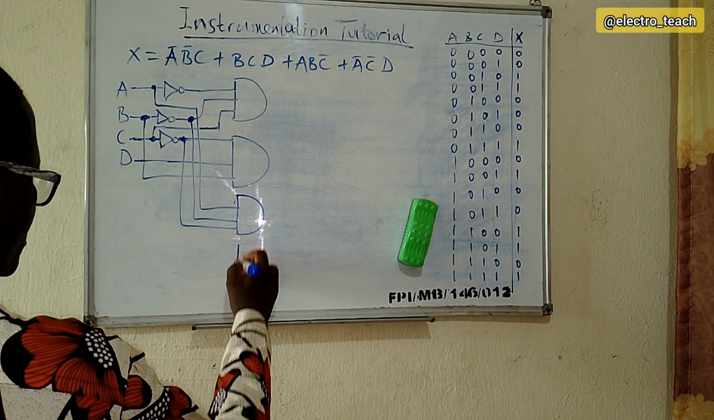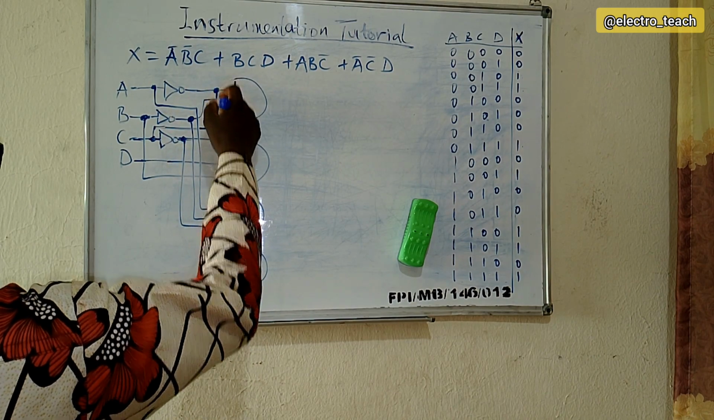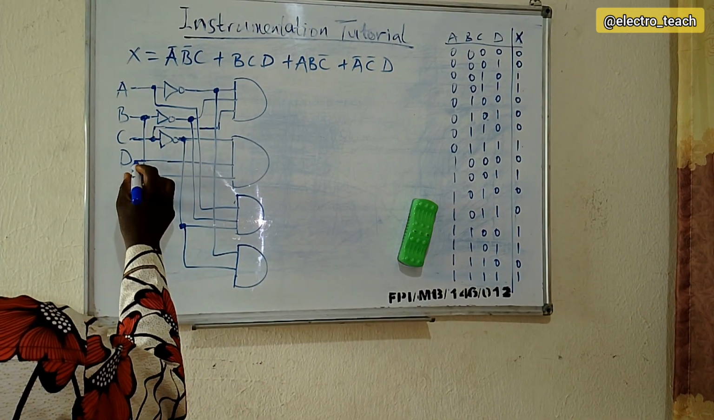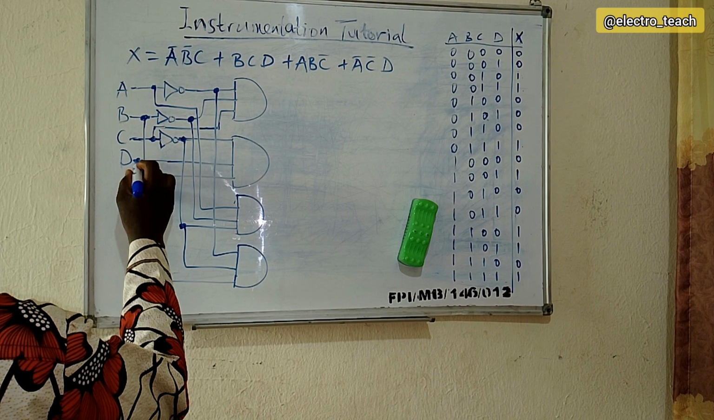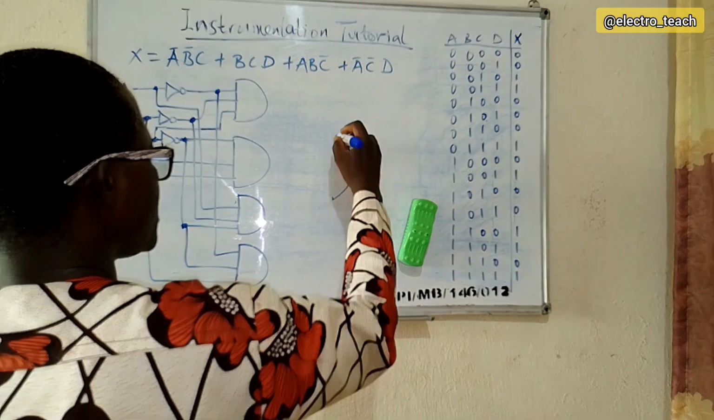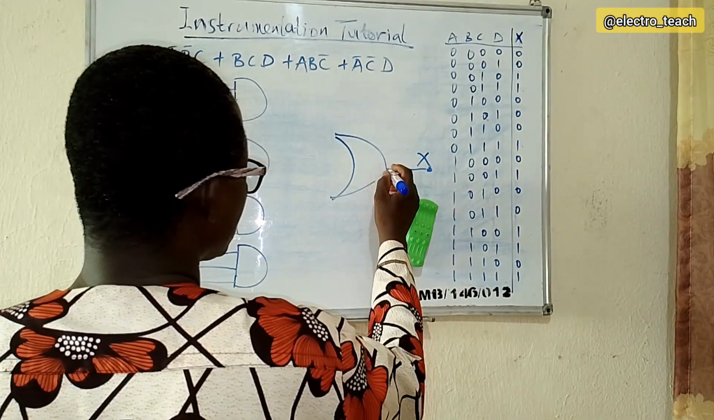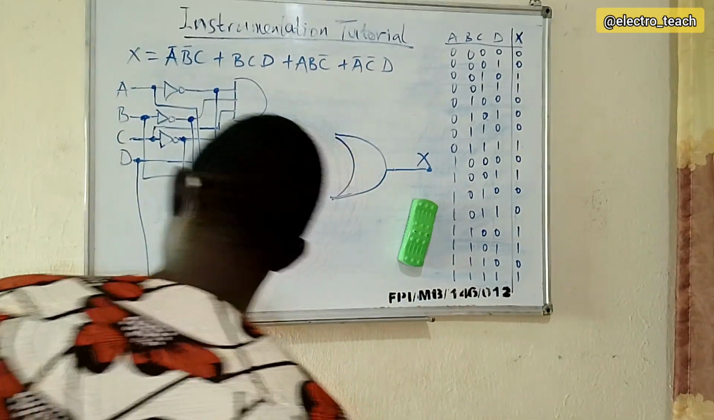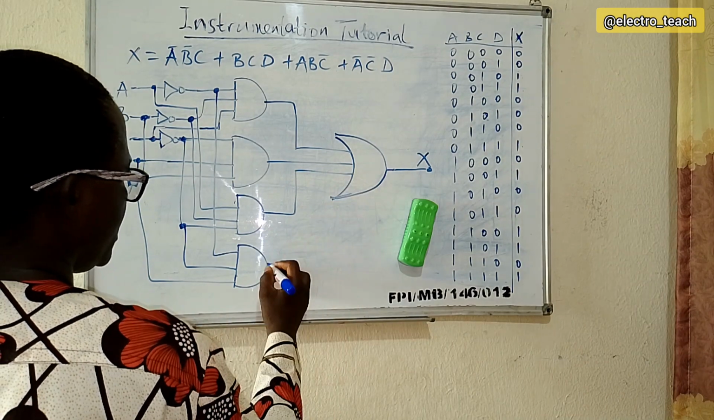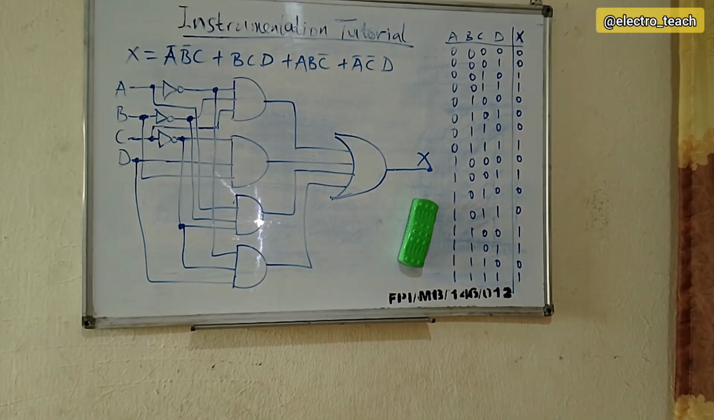Then A bar C bar D, another one. We have A bar from here. We have C bar here already, so we can tap it from here. C bar and D. D is just coming from here. So we have 4 AND gates. The 4 AND gates will now enter into one OR gate. That's why they call it sum of products, because the final gate is actually an OR gate. So we bring the outputs of the 4 of them into the OR gate directly. And that is the combinational logic circuit for the simplified expression for that truth table.